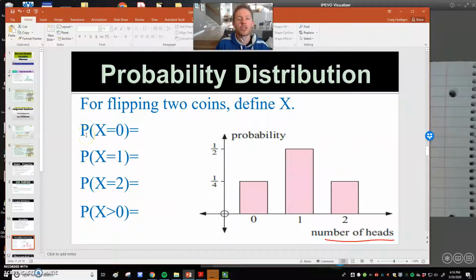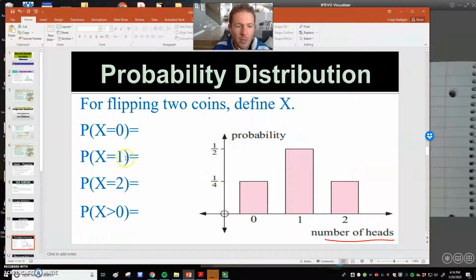Okay, so just to start off as an early example, let's imagine we're flipping two coins. Defining X, X is our random variable. Big X, not little x, is defined as the number of heads. So the probability of the number of heads equaling 0, if we have two flips, is going to be 1/4.